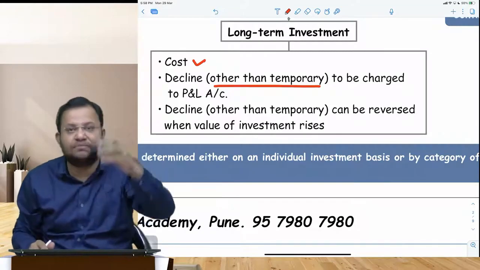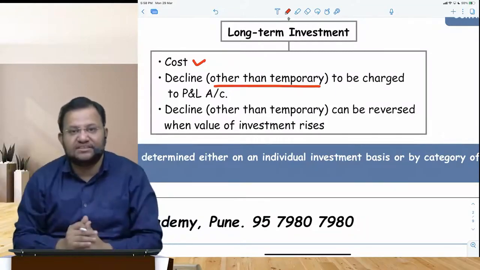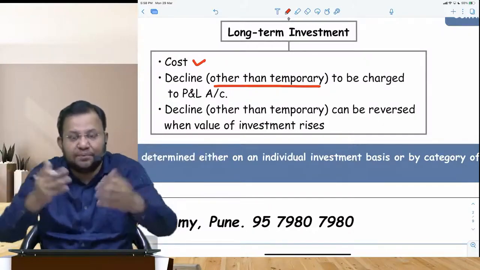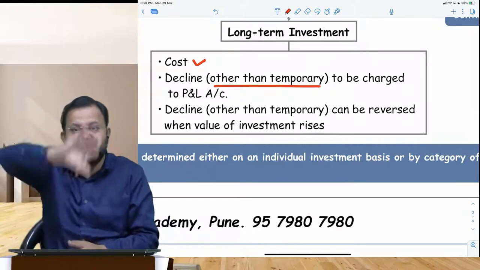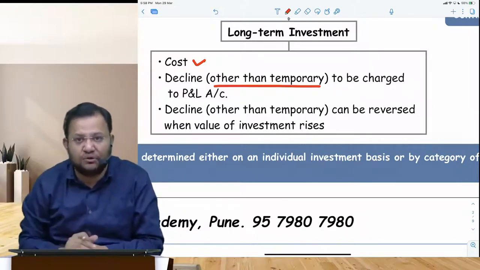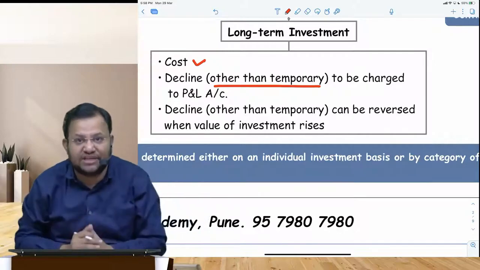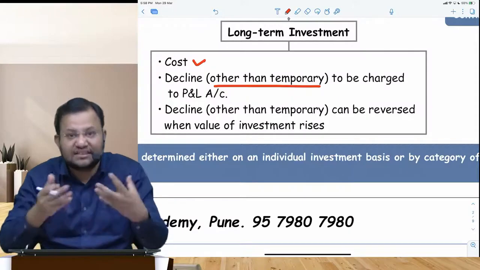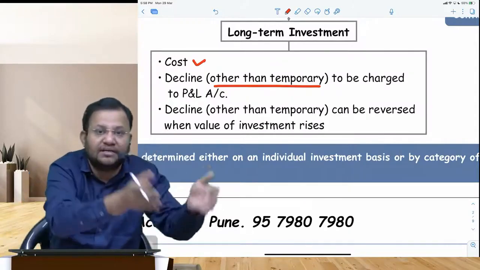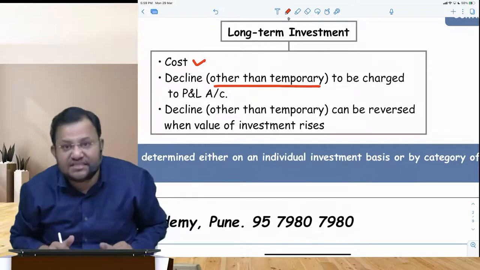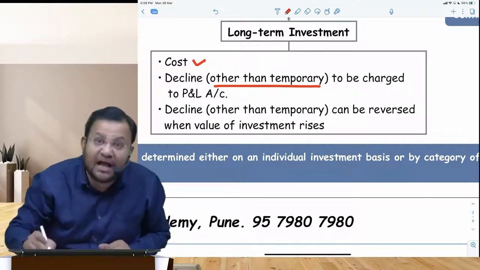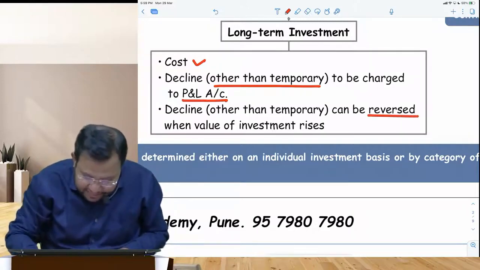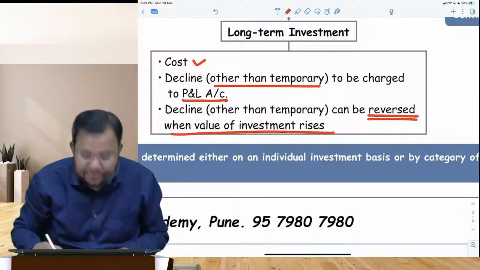There are indicators of permanent decline, like the investee company is suffering cash losses, its capital has been eroded, the investee company is facing going concern issues, its market share for the goods that it sells has declined substantially, it is not able to obtain additional finance for doing business. These are some of the indicators of permanent decline in the value of the investee company. So if there is a decline other than temporary, it should be charged to profit and loss account. Decline can be reversed when the value of investment rises.